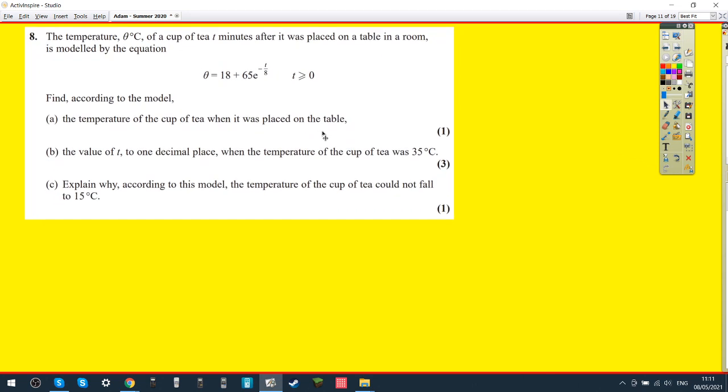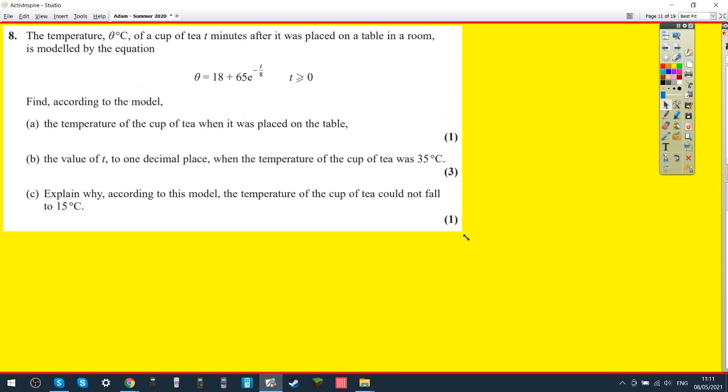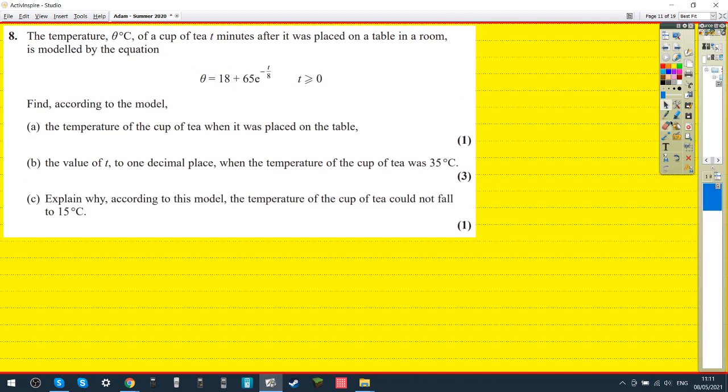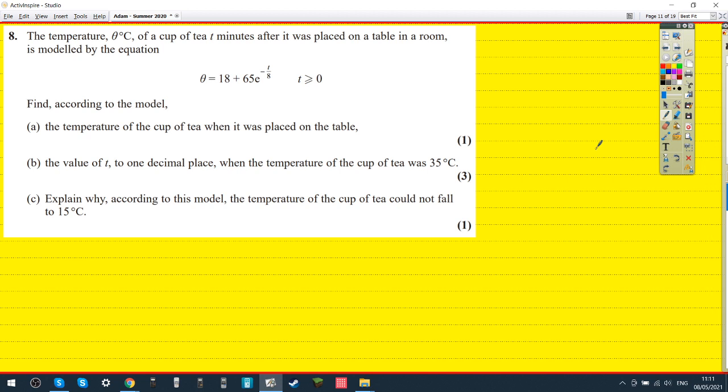Okay, how about this? Would you make t 0 and then solve it? Well done. Sure. Okay.